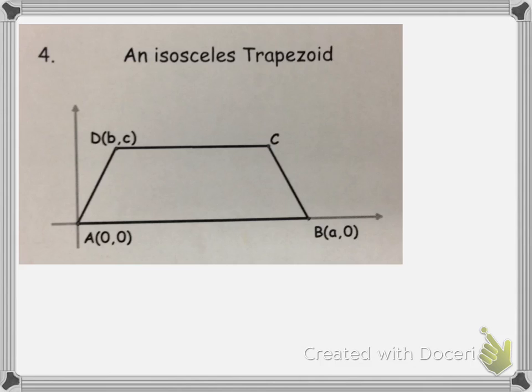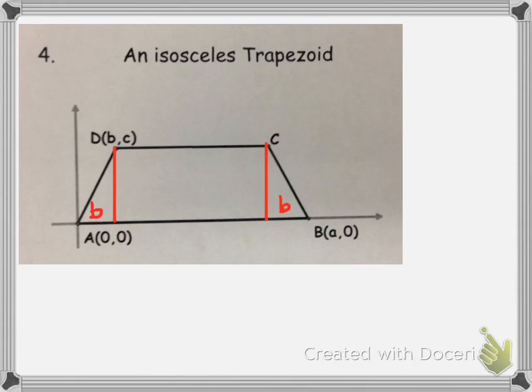Okay, so the trapezoid. Isosceles trapezoid. So that means that this side is congruent to that side. Okay, so we're looking for C. So let's talk about a couple things. First of all, let's look at the D coordinate. For the x, right, it walked over B, so this distance to here is B. Right, that also means that this distance over here is B, because remember, it's an isosceles trapezoid.